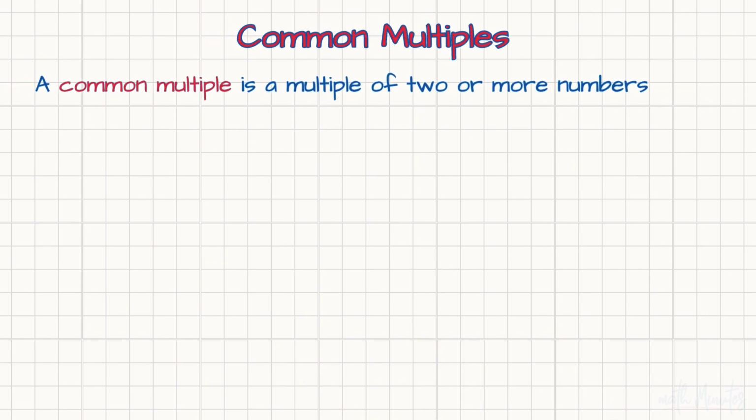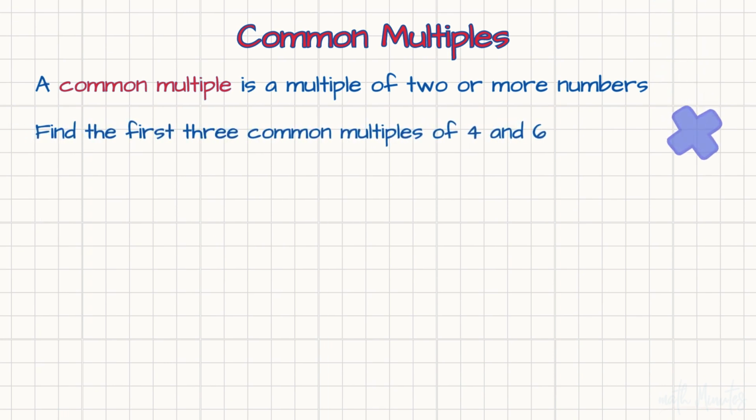Now, before we move on to factors, let's explore the concept of common multiples. A common multiple is a number that is a multiple of 2 or more given numbers. For instance, let's consider the numbers 4 and 6. Let's find the first 3 common multiples.